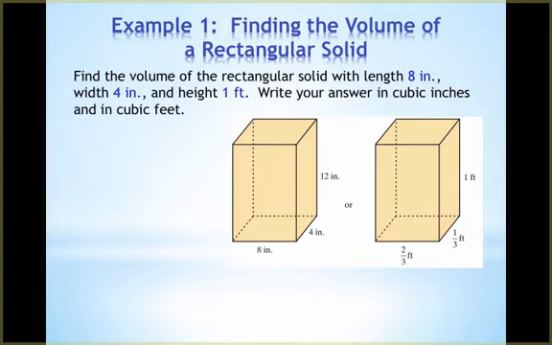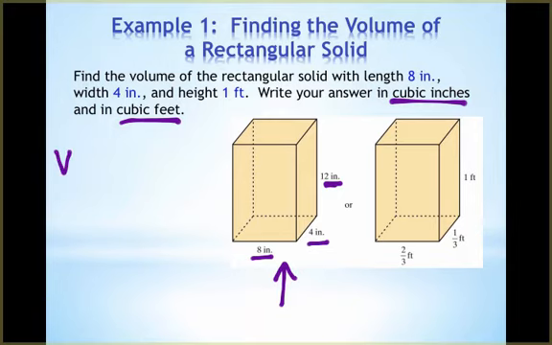In our first example, we're going to find the volume of a rectangular solid with a length of 8 inches, width of 4 inches, and height of 1 foot, but we're going to write our answers in cubic inches and in cubic feet. So the first thing that we're going to do is make sure we have everything in the same units. So we've got 8 inches by 4 inches by 1 foot, but then that makes this height 12 inches. So now the units for that first problem are all inches.